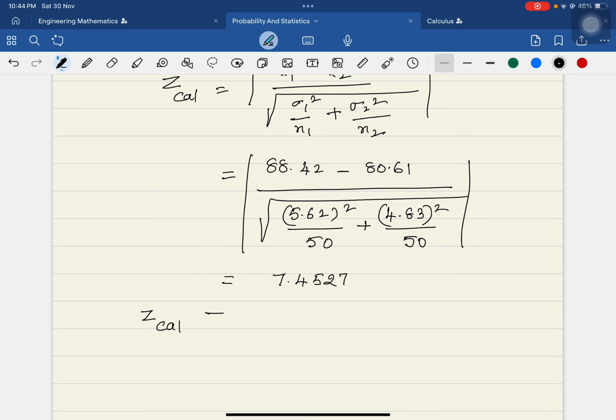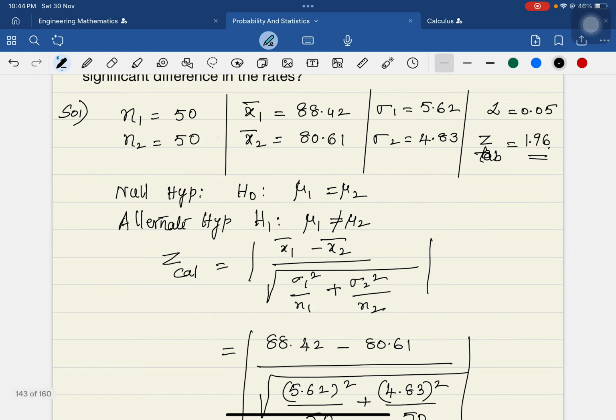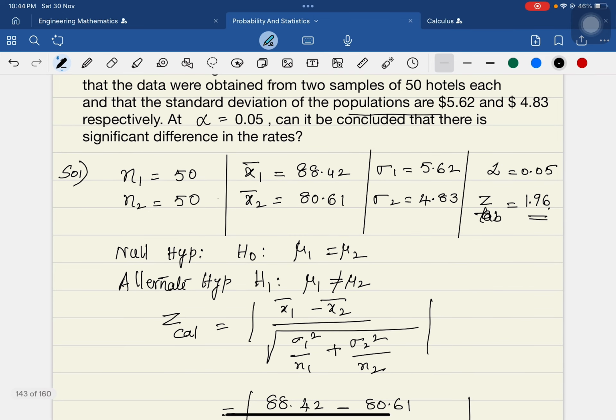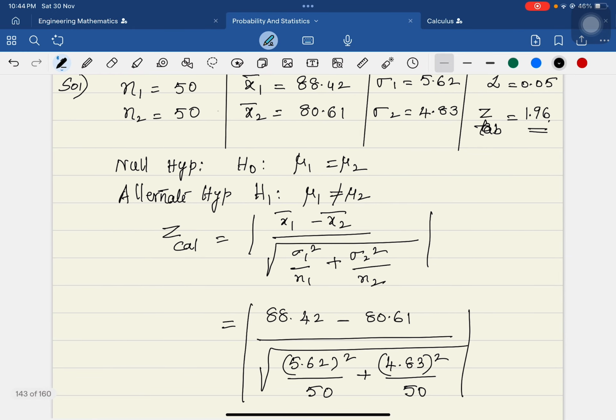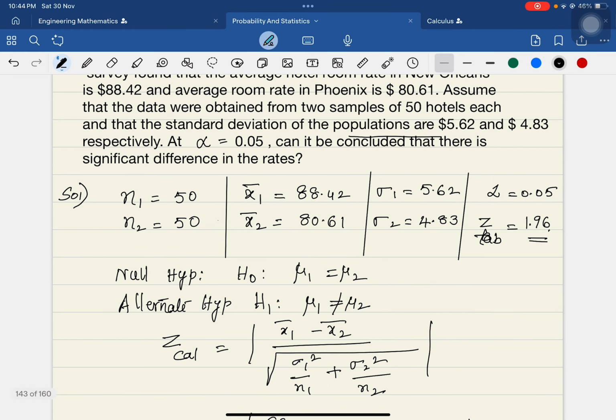The z table value is 1.96. So the z calculated value is greater than the z table value, and therefore we reject the null hypothesis H naught. So this is the problem where the standard deviations of the populations are given. This is the way to understand it: whatever is given, you can identify the suitable formula here and do the calculation.